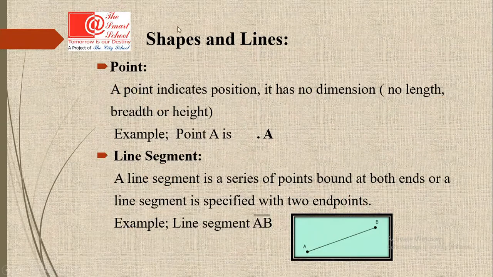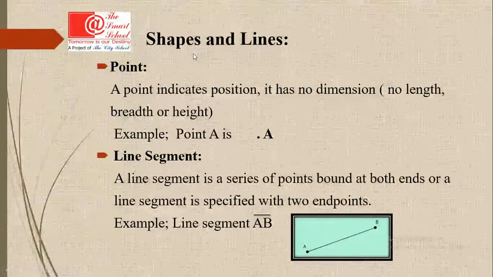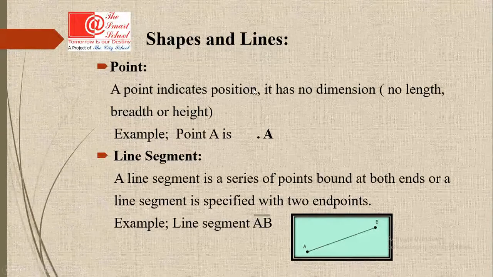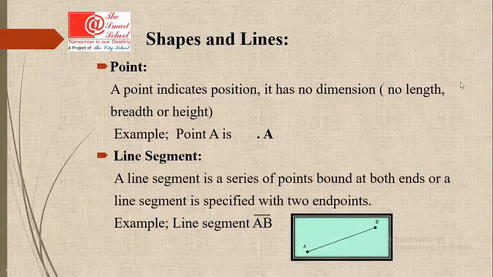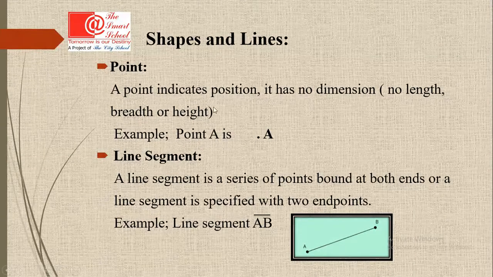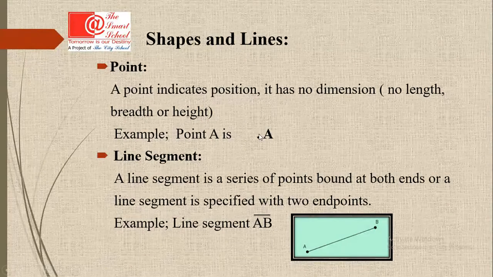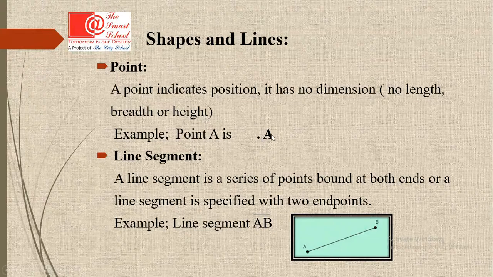Now, shapes and lines, there are some very prominent shapes as point. A point indicates position. It has no dimension. No dimension means it has no length, no breadth or no height, no thickness, nothing. So for example, point A, and we can write point A like this.